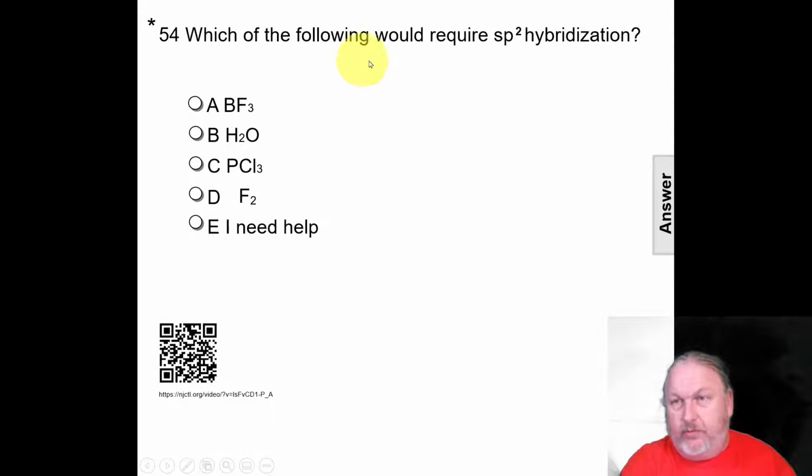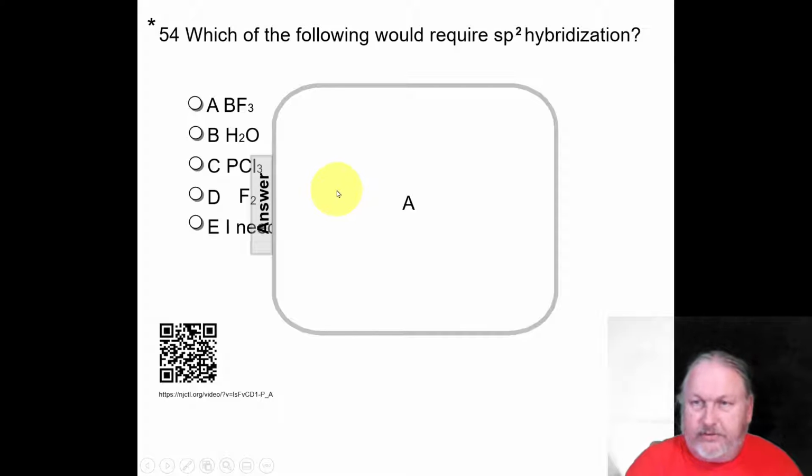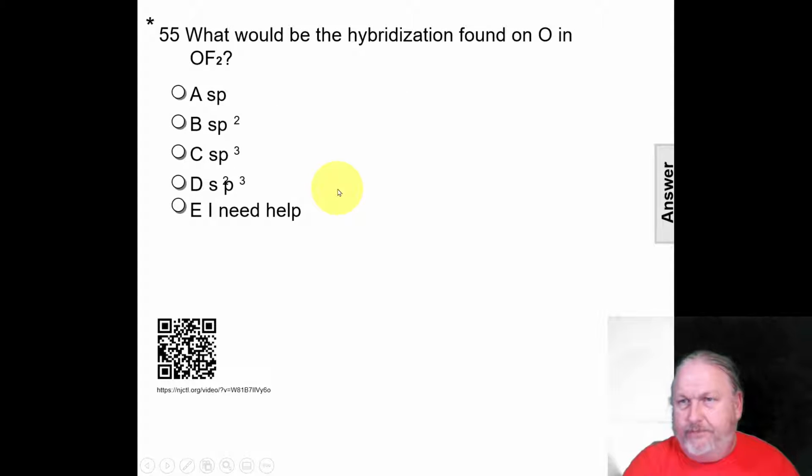So we have to think which of the following would require sp2 hybridization. So we need 3 hybrid orbitals. Well, we're looking for something with 3 electron domains. I believe that's going to be BF3, because it's got 3 electron domains. It's got a VSEPR number of 3.